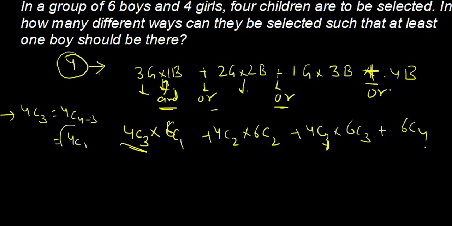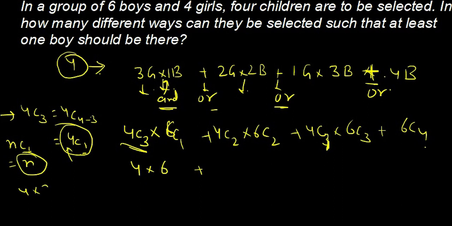Any number nC1 is always going to be n. Why? It is the number of ways of selecting 1 person out of n. So if you have to pick 1 person out of 4, obviously it should be simply 4. 6C1 is 6. What is 4C2? 4 into 3 divided by 2 into 1. So this is 2 3s are 6. What is 6C2? 6 into 5 divided by 2 into 1. So this is 15.